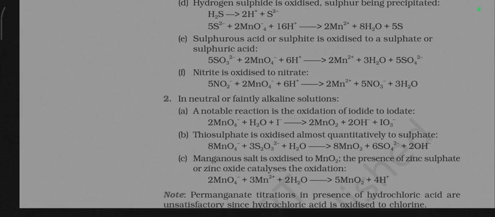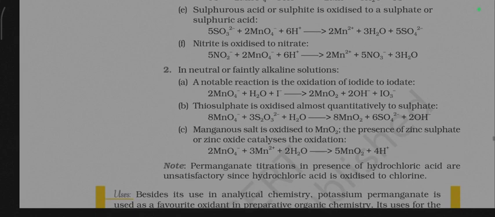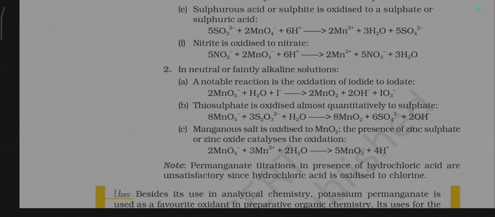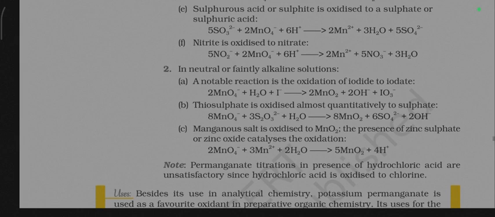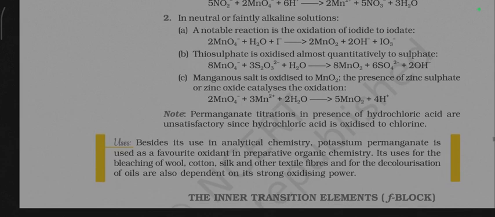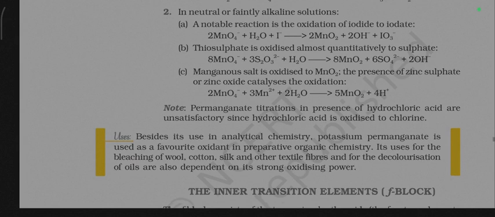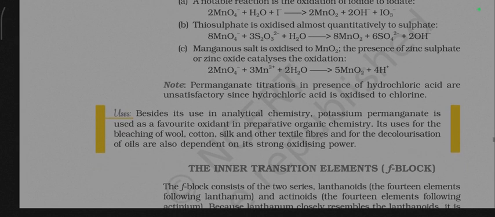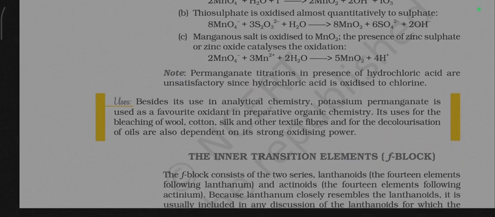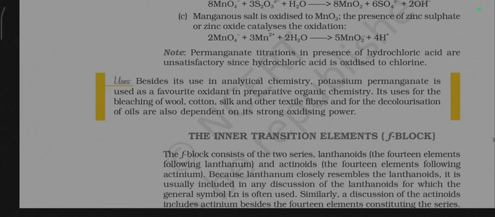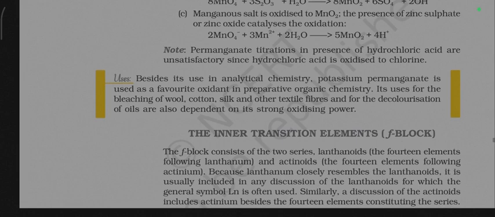In neutral or faintly alkaline solution, a notable reaction is the oxidation of iodide to iodate. Thiosulfate is oxidized almost quantitatively to sulfate. Manganous salt is oxidized to MnO2. The presence of zinc sulfate or zinc oxide catalyzes the oxidation. Permanganate titrations in the presence of hydrochloric acid are unsatisfactory since hydrochloric acid is oxidized to chlorine.